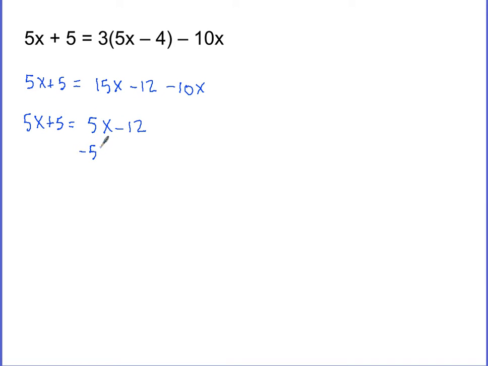So I can do 5x minus 5x and minus 5x. So those go away, and I have 5 left here. And those go away, and I have negative 12 here. So 5 equals negative 12. I'm not okay with that. So this equation is broken. It is a no solution equation.